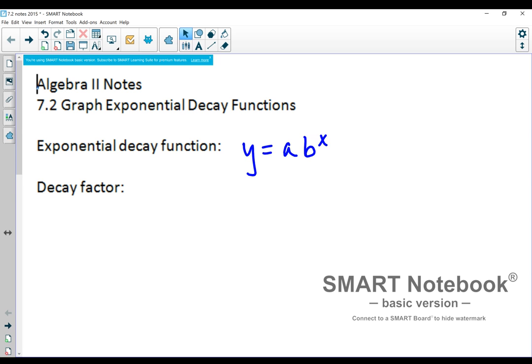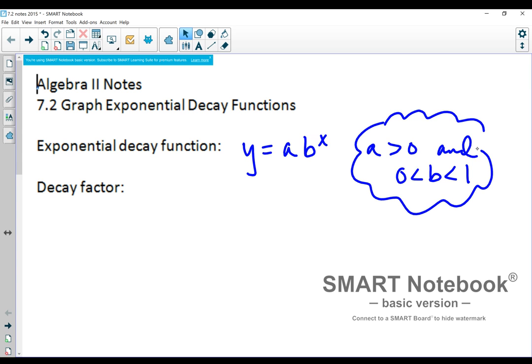But now when we have an exponential decay function, it's because a is greater than 0 and b is between 0 and 1. So basically, b could be 1/2. It's kind of like you're multiplying something by 1/2 each time, so that's going to give us decay. This part makes it decay, and this is our exponential function. And the decay factor itself is b.